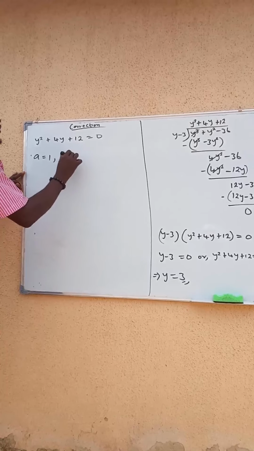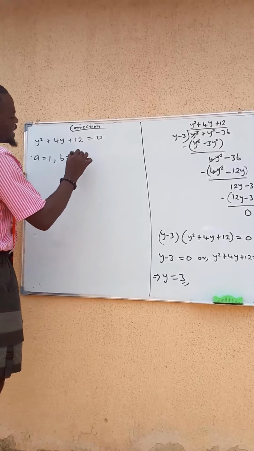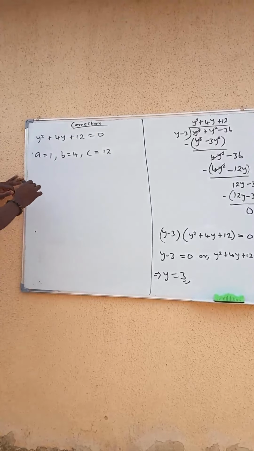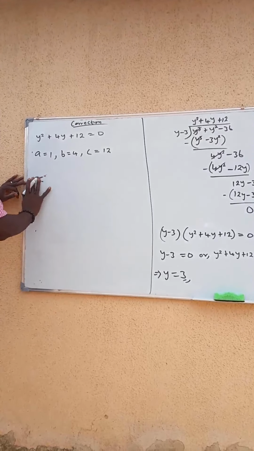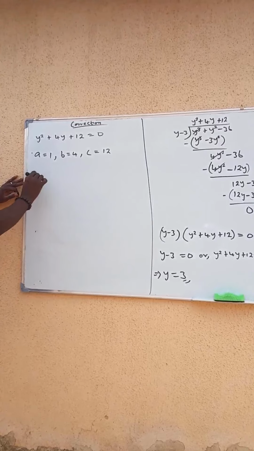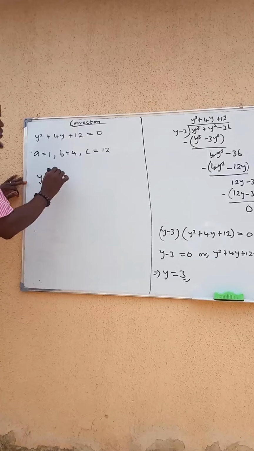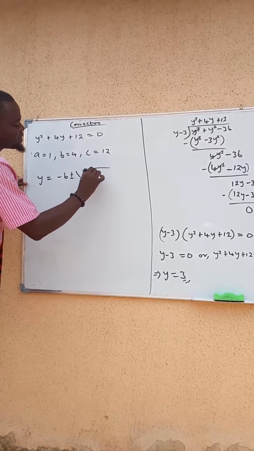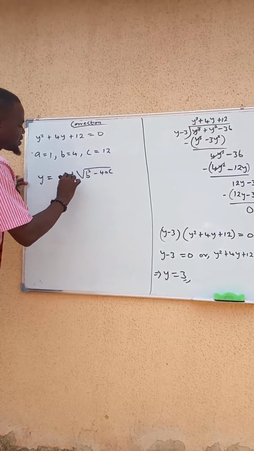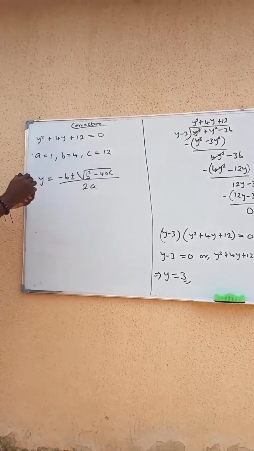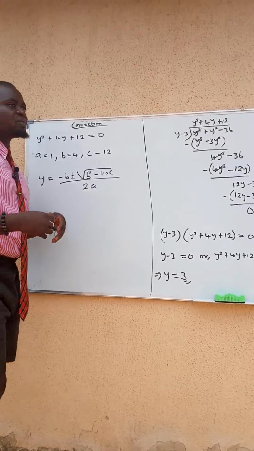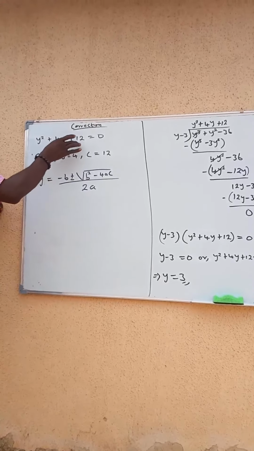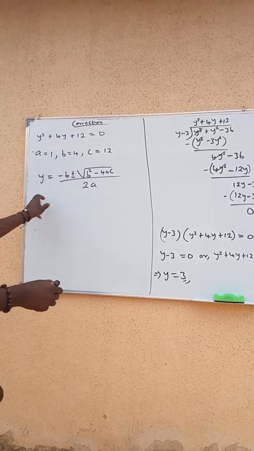My b is equal to 4, the coefficient of y, and my c, which is the constant, is equal to 12. But we all know that y is equal to minus b plus or minus the square root of b squared minus 4ac over 2a. If you are using x, you can use x. If you are using y, if you are using m, we can give anything. But the direct distance is x. But since I'm finding the value of y, I have to use y equal to this.